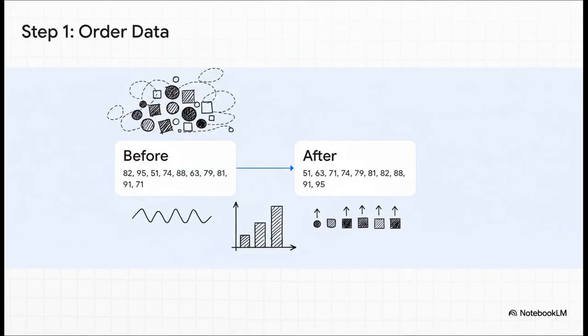Okay, step 1, and this is the most important step, so listen up. You have to put the data in order, smallest number to largest. This is totally non-negotiable. Every single calculation we do from here on out depends on this list being perfectly ordered.